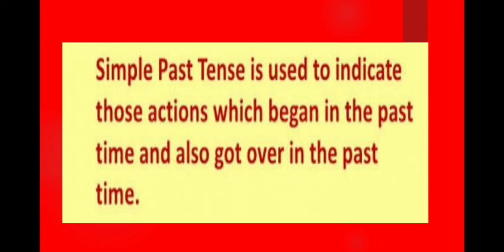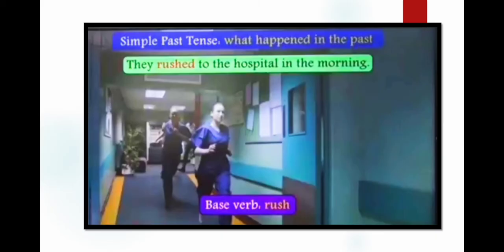Now, let us read some examples of simple past tense. They rushed to the hospital in the morning. What is the verb in this sentence? Rushed. They rushed to the hospital in the morning. So, rushed is the ed form of the base verb rush. And we know that we add ed to the base verb when it has happened in the past or earlier than now. So, they rushed to the hospital in the morning is showing us what happened in the past, and it is in the simple past tense.